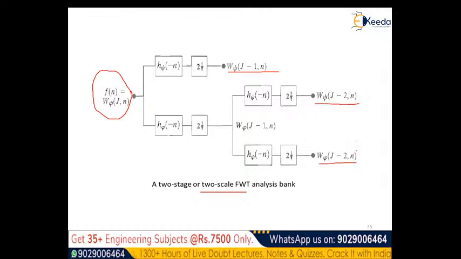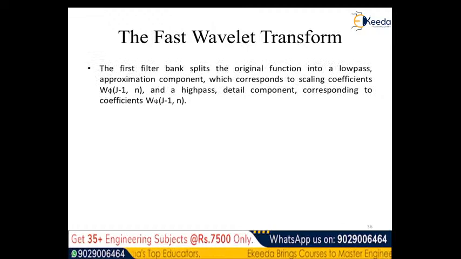So here the first filter bank will split the original function into the low pass, the approximation component, which corresponds to the scaling coefficients denoted w suffix phi in the bracket j minus 1 comma n, and a high pass, the detail component, corresponding to the coefficients denoted w suffix psi in the bracket j minus 1 comma n here. The graphical illustration of the same we also show here.